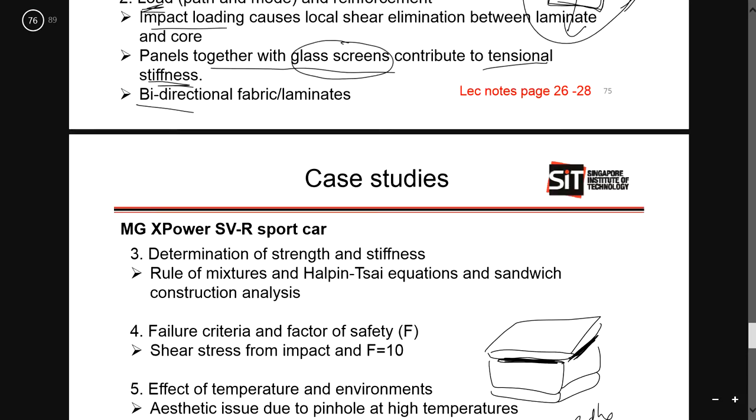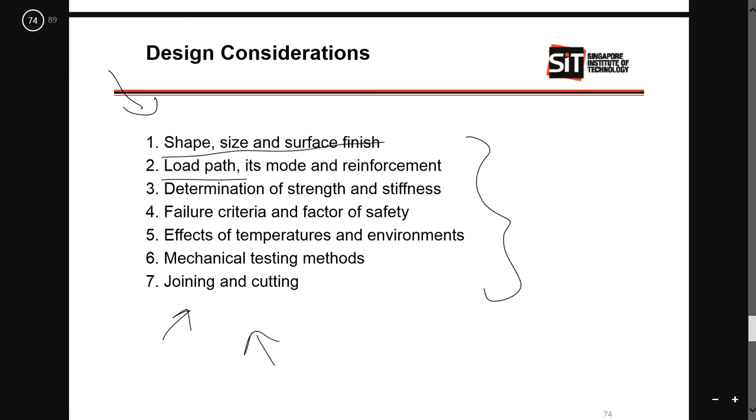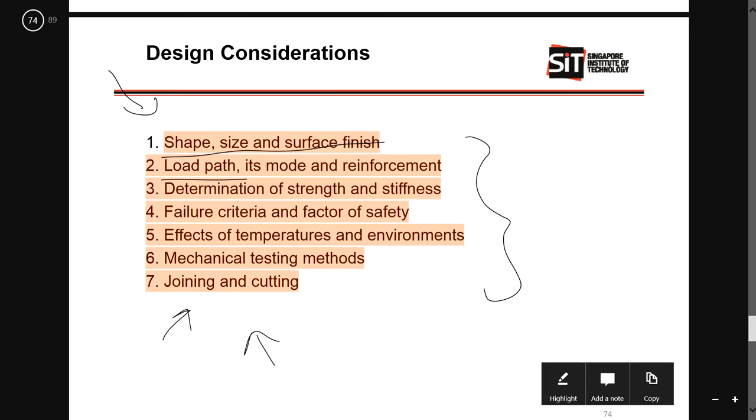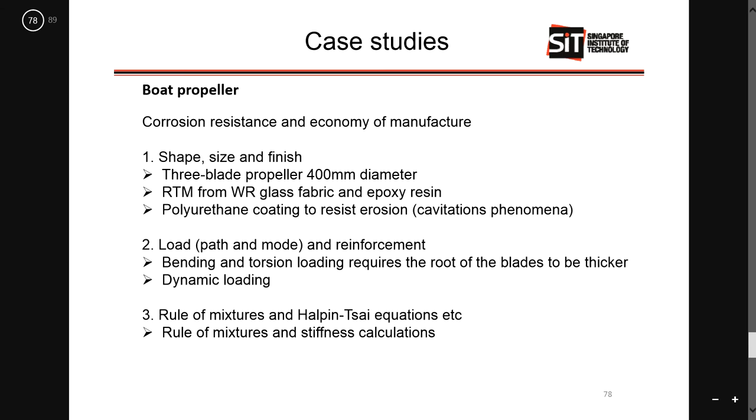So as mentioned in the previous video, the design considerations for any product are these seven considerations. And the case study for them in our case now is a boat propeller. It's more on corrosion resistance and economy of manufacture, because a boat propeller has to resist corrosion as you are operating in the water. There's seawater, and the water will go into the composite and spoil it. So you need to protect it well enough.